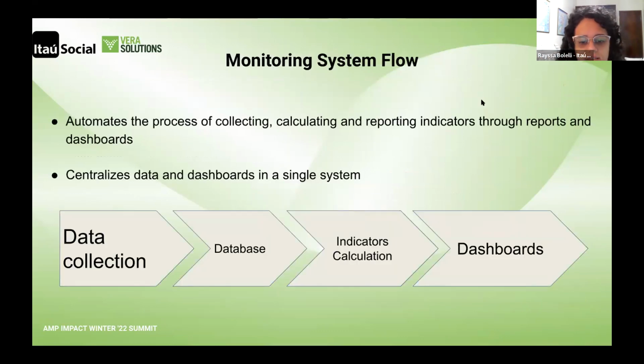We can say that the main value the system brought to us was to automate the process of collecting, calculating, and reporting indicators through reports and dashboards. We make annual reports showing our results, and we monitor the projects' progress on a monthly basis. Before Ape Impact, we used to consume a lot of our time doing this by a manual process, using a large amount of spreadsheets.